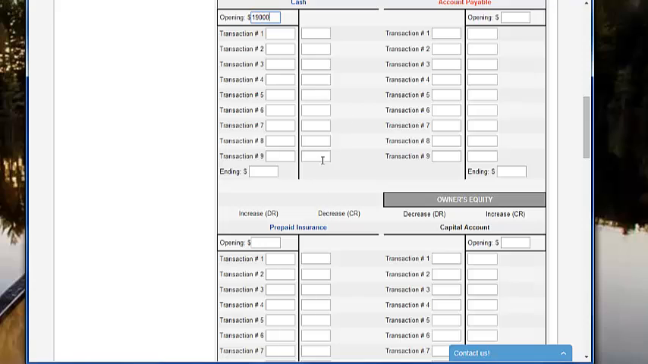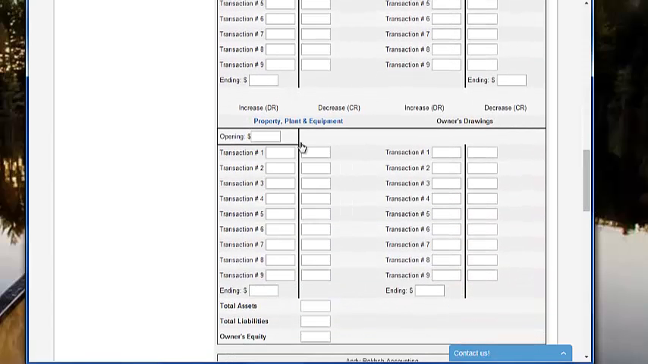Prepaid insurance is also an asset. That represents insurance that we have paid for in advance but have not used yet. So if you pay your car insurance for a year in advance, for example, right when you pay it, you have 12 months that are prepaid. As each month goes by, you would use 1/12 of the insurance policy. So we are starting with a debit of $8,900. And finally, we have property, plant, and equipment of $27,700. Okay.